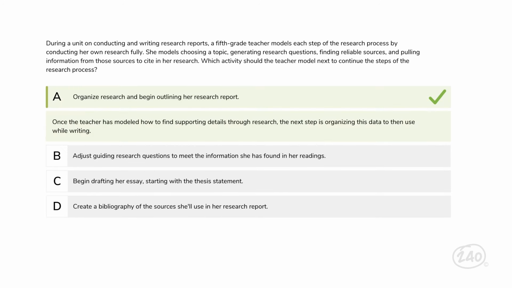Once the teacher has modeled how to find supporting details through research, the next step is organizing this data to then use while writing. She was in between steps 3 and 4 that I went over earlier in this video. What about a writing conventions question?